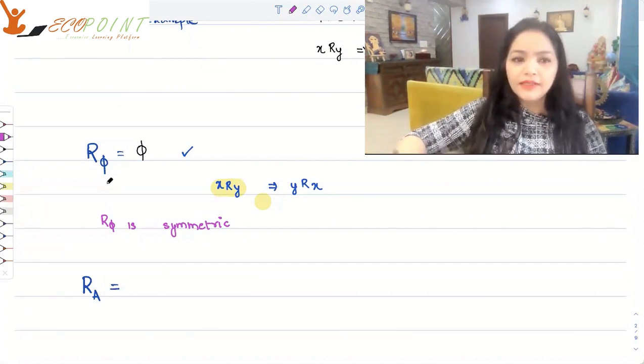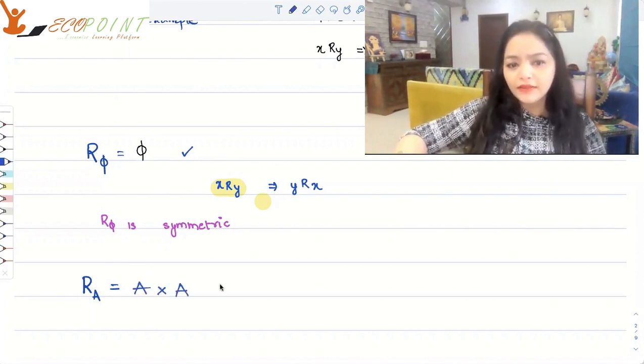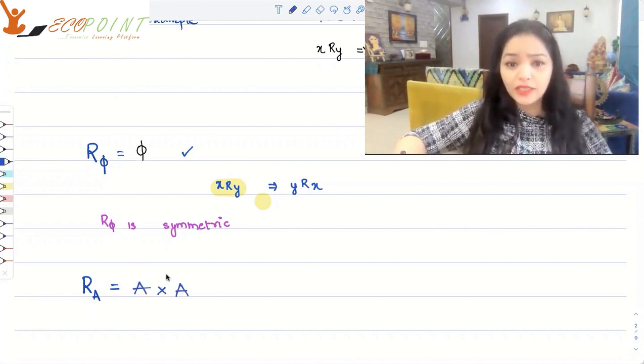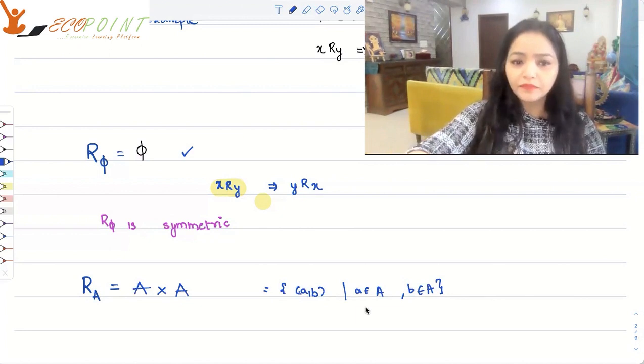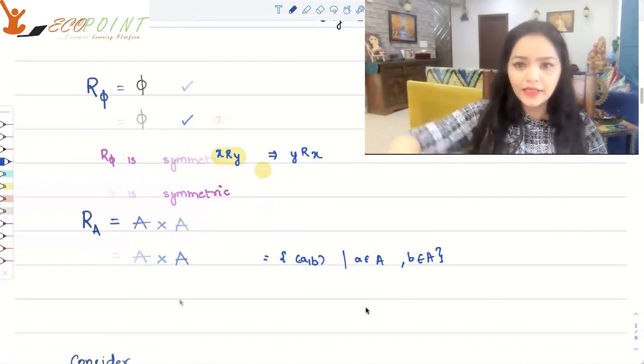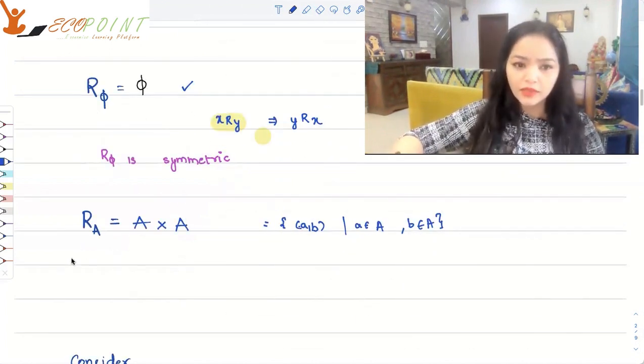Now let's take the set RA. I'm talking of RA as the Cartesian product, whatever set A you take, the Cartesian product of A with itself, A cross A. So that means it contains all possible ordered pairs, A comma B, such that A is from A and B is also from A. All possible combinations that you can make, you will find in this set R. Will this relation be symmetric?